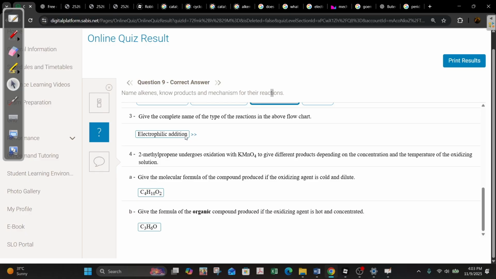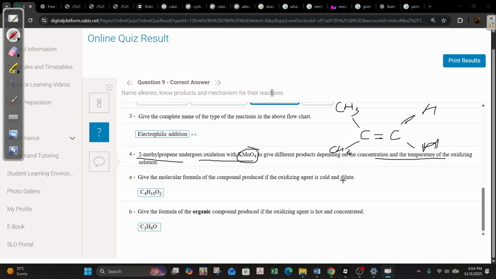Question 4. 2-methyl propene. Let's draw it first. Let's see, we have methane, ethane, propene. 2-methyl propene group. Okay, let's draw propene first, and then 2-methyl. So on the second carbon there is a methyl group here, hydrogen and hydrogen. Okay, it undergoes oxidation with KMnO4 to give different products depending on the concentration.